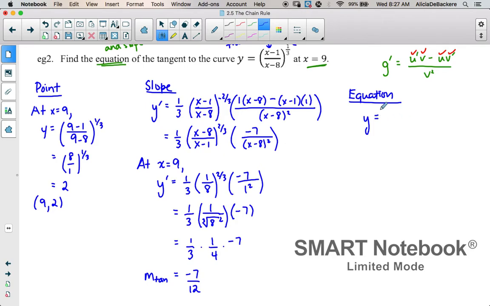So the equation of the tangent line is always y equals the slope number times x plus that mystery y-intercept. And to find that, I'm going to sub in my point.